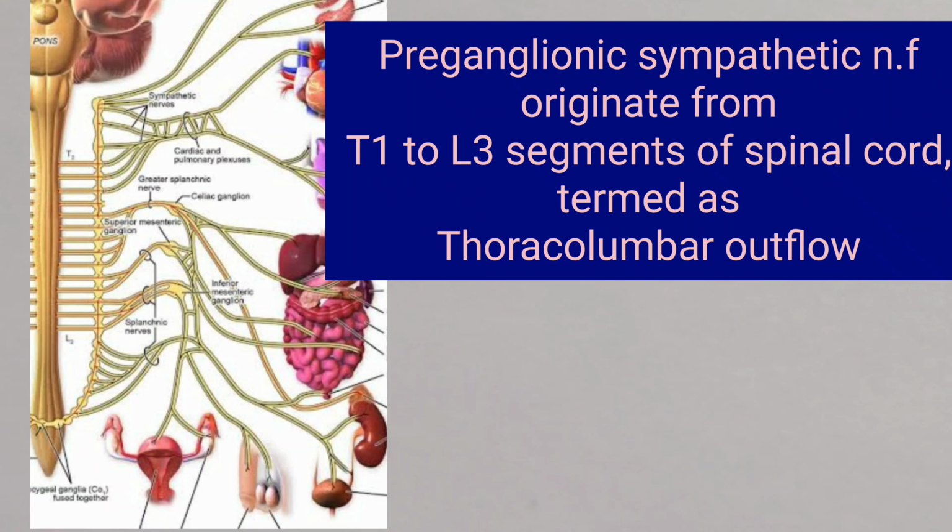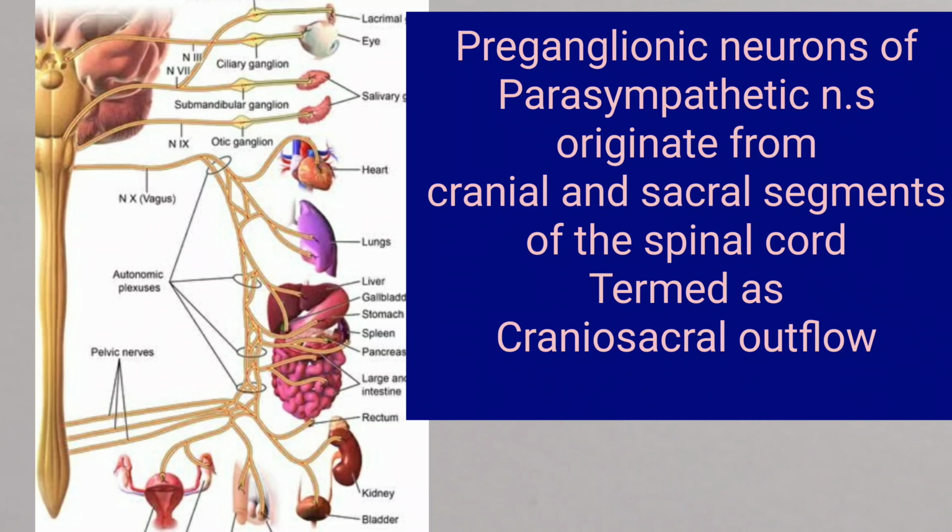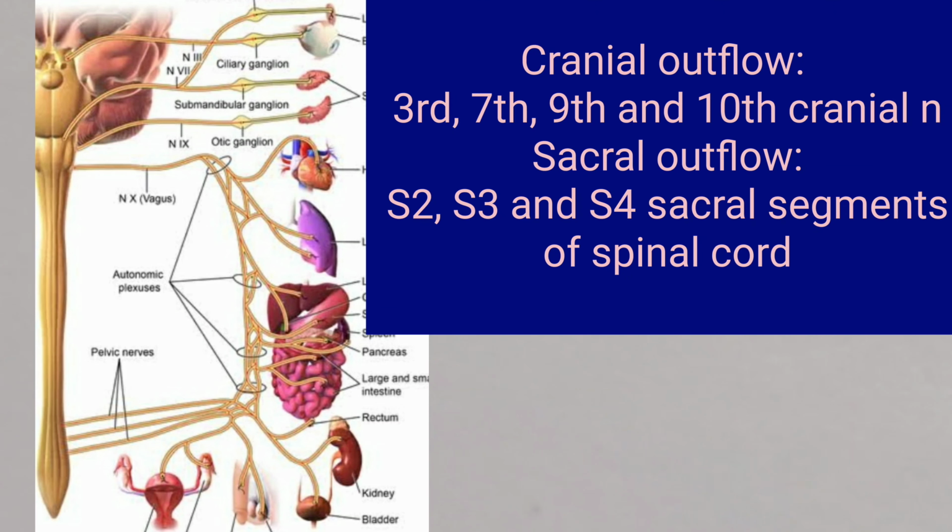The preganglionic neurons of the sympathetic nervous system originate in the spinal cord segments T1 to L3, and so it is termed the thoracolumbar outflow, whereas the preganglionic neurons of the parasympathetic nervous system originate in the cranial and the sacral segments of the spinal cord, and therefore they are termed the craniosacral outflow. The cranial outflow is carried out by the 3rd, 7th, 9th and 10th cranial nerves, whereas the sacral outflow is carried out by the 2nd, 3rd and 4th sacral segments of the spinal cord.